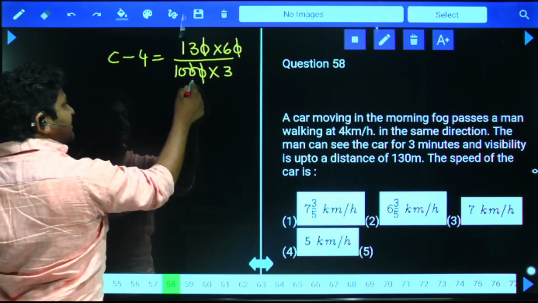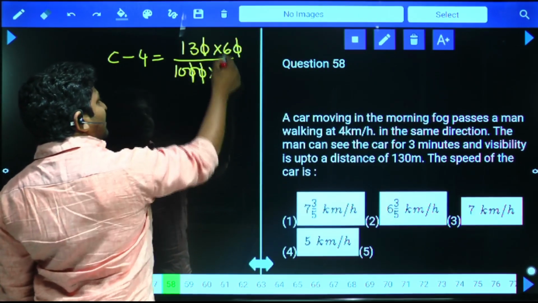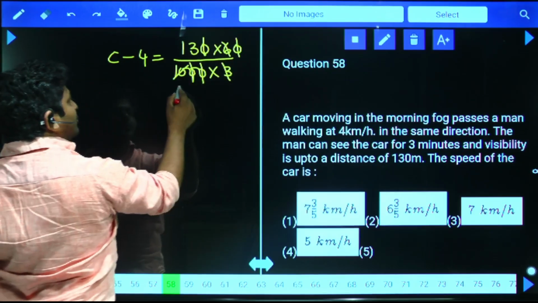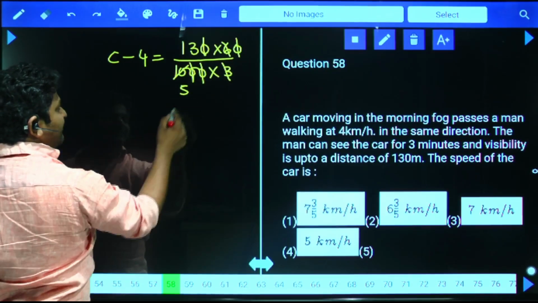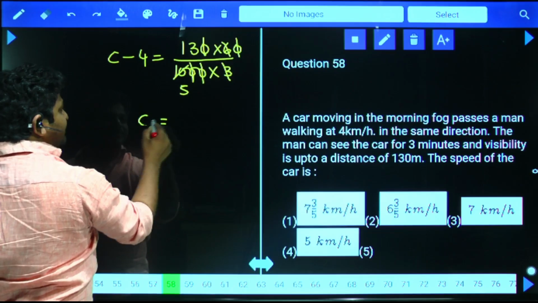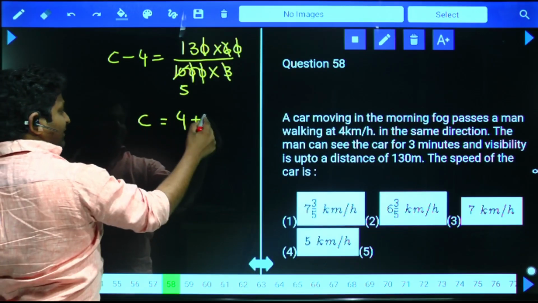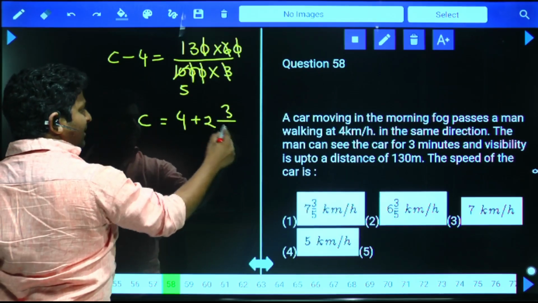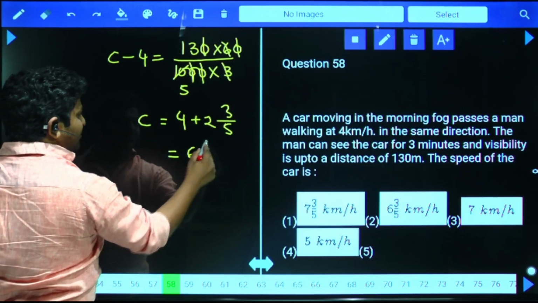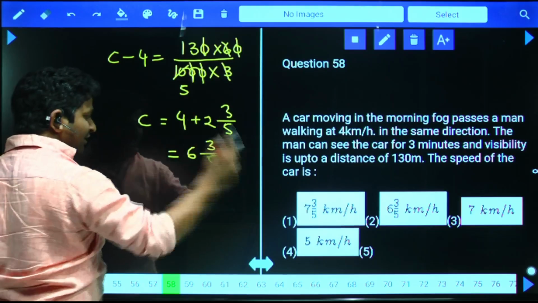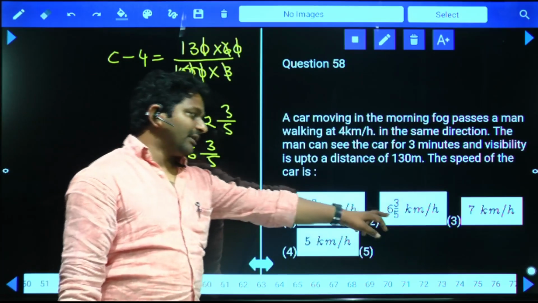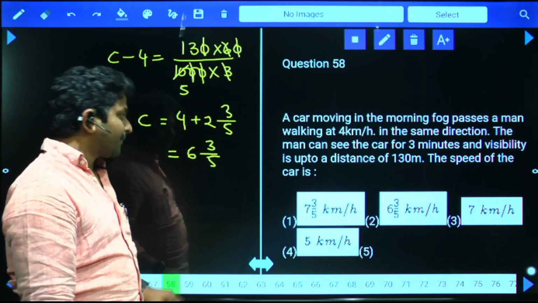Two zeros cancel. 3 2 times 2 5 times, that is 13 by 5. Car speed is equal to minus 4 goes to the other side, 4 plus 13 by 5, in the sense 23 by 5, which is equal to 6 3 by 5 kilometer per hour. 6 3 by 5 kilometer per hour, second option answer.